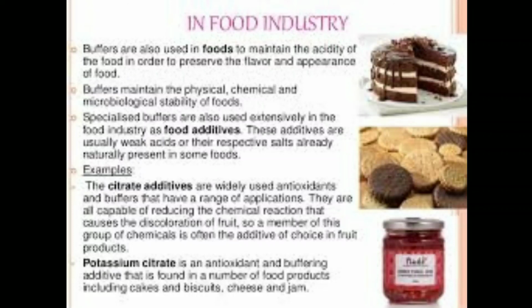Potassium citrate is an antioxidant and buffering additive found in a number of food products including cakes, biscuits, cheese and jam. Sodium benzoate is added as a buffer to preserve jams and jellies.